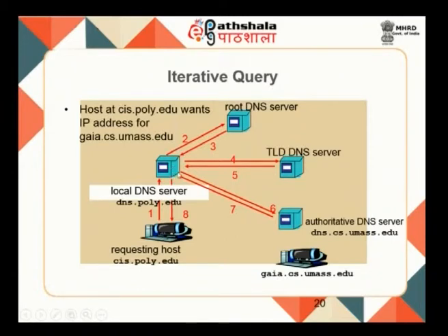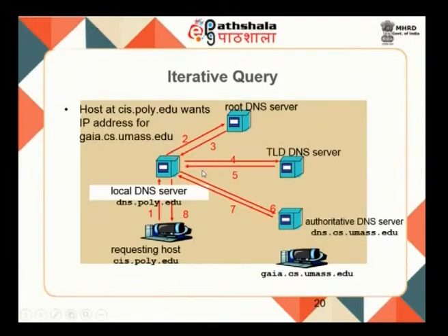Now, once the edu server's IP address is obtained, the local DNS server will contact the top level domain server, that is the edu server. The edu server again may or may not have the information. Let us say it does not, but it has the information of umass.edu, which comes under its hierarchy. So, it will send back a reply to the local DNS server saying, I have the address of umass.edu, but I do not have the address of gaia.cs.umass.edu.